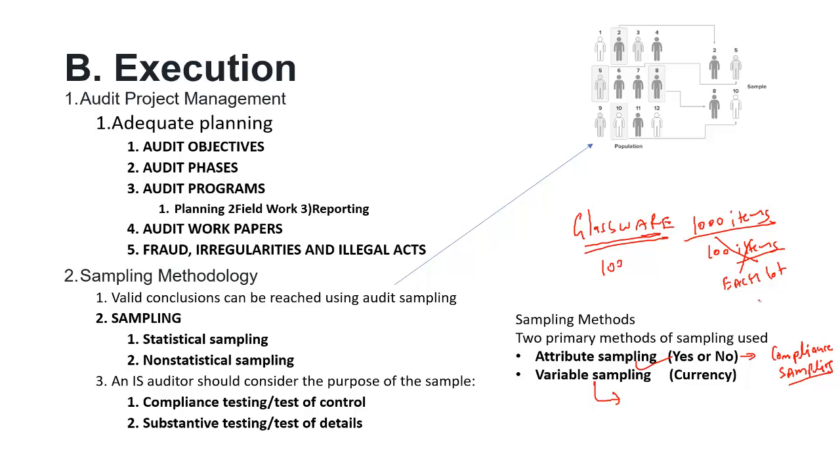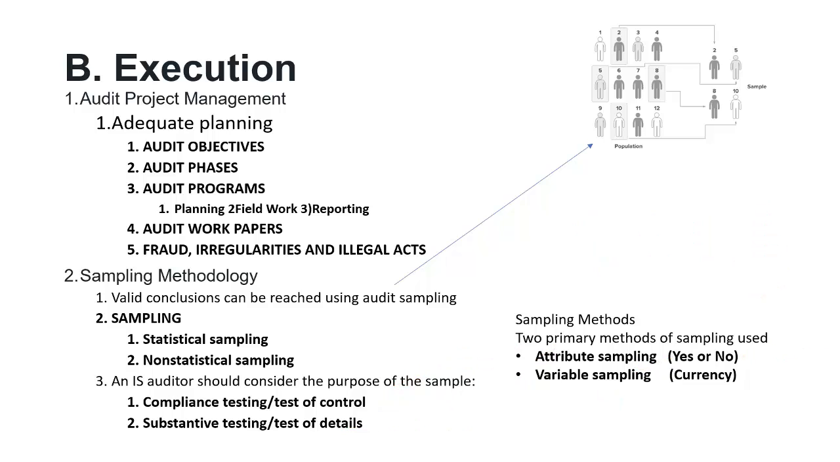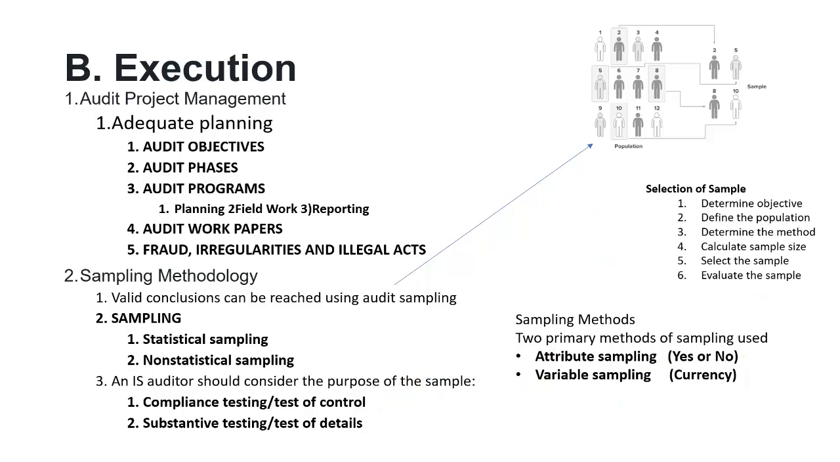That is why we say attribute sampling is basically used in compliance testing, and variable sampling is basically used in substantive testing. So let me summarize that again. First, we determine the audit objective. Then we have a population. Then we define the method by which we collect the sample. Then we calculate the sample size. Then we select the sample, in which we evaluate the sample by compliance and substantive testing using attribute and variable sampling methods. So this is all in the execution part of the first.